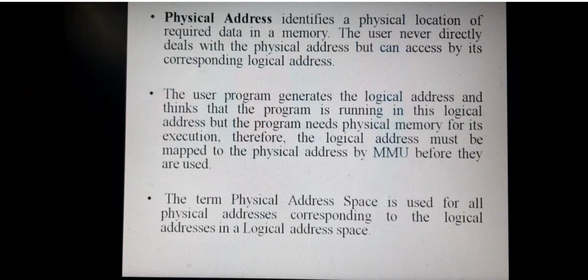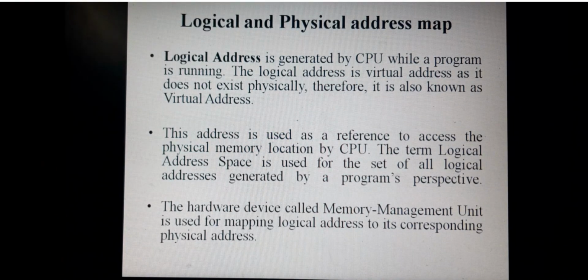You can take a screenshot of this theory part. Logical address is generated by the CPU while a program is running, and the logical address is a virtual address as it does not exist physically. Therefore, it is also known as virtual address. This address is used as a reference to access the physical memory location by the CPU. The term logical address space is used for the set of all logical addresses generated from a program's perspective. All programs which have to be executed have to be given a logical address and also a physical address.